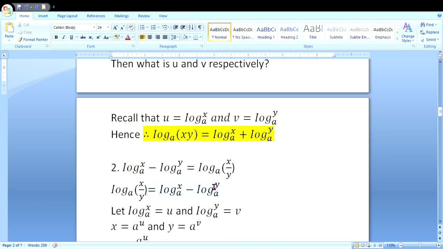Now let's quickly look at number 2. We said log x to base a minus log y to base a is equal to log x divided by y, all to base a.